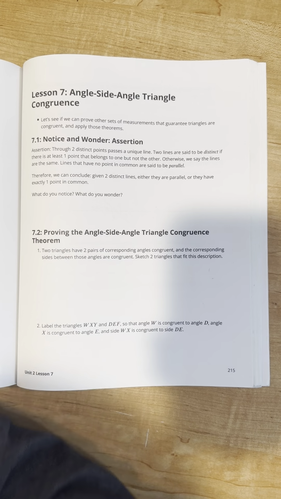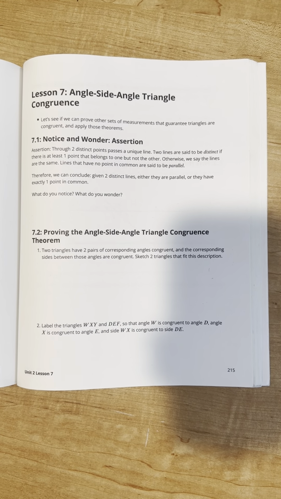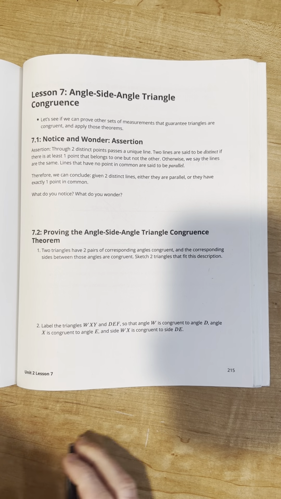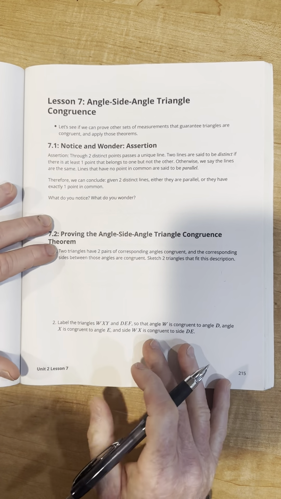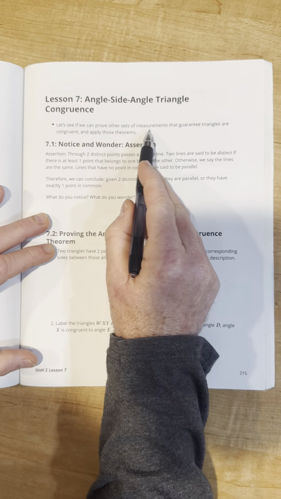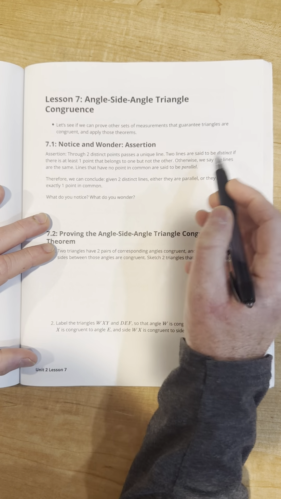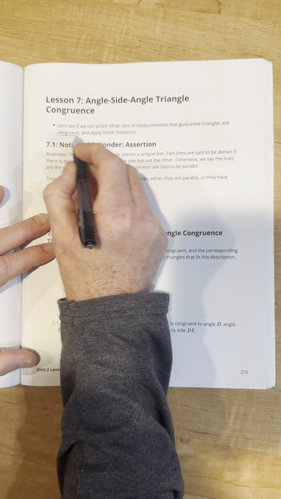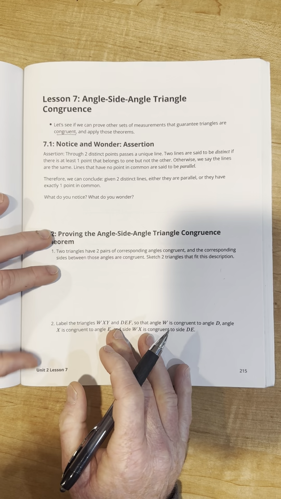Okay, here we go. Angle, side, angle, triangle congruence. So let's see if we can prove other sets of measurements that guarantee triangles are congruent and apply those theorems.